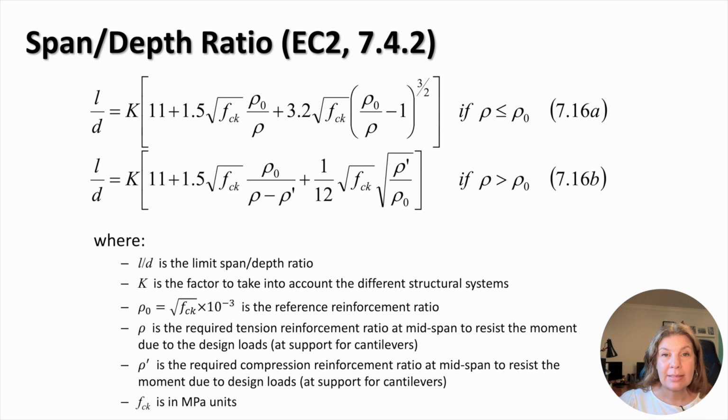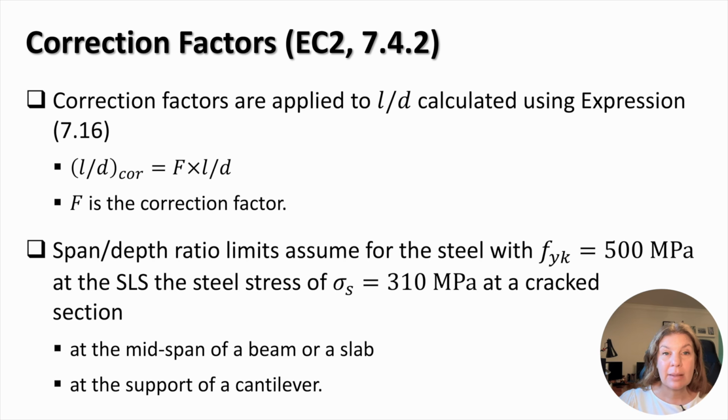As you can see, the basic span-to-depth ratio limit depends on structural system, strength of concrete, and the amount of tension and compression reinforcement in the section. The basic span-to-depth ratio limit is amended using three correction factors. The formulas used for the calculation of the basic span-to-depth ratio limits assume that steel yielding strength is 500 megapascals and that at the serviceability limit state, the tension steel develops the stress of 310 megapascals at cracked sections, at mid-span of beam or slab, or at the support of a cantilever.